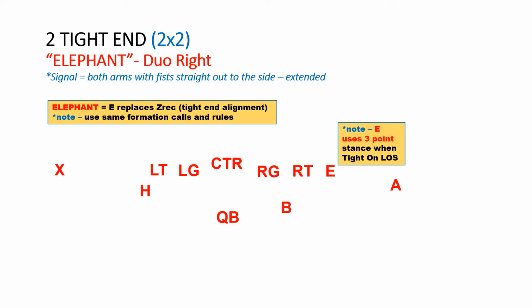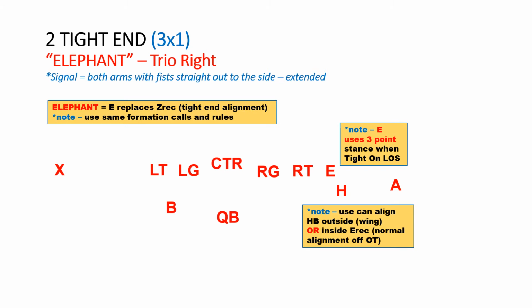Second one is now elephant, where we're going to have a tight end replace the Z receiver. You can see here to the right now the Z is out, and now the E is in that traditional 3-point stance. Everyone else is in their normal alignments, 2x2 set. The signal here now is both arms with their fists straight out to the sides extended. That's elephant. So once we give that, the Z knows he's out, and we've got that second tight end coming in to the call side here, duo right.